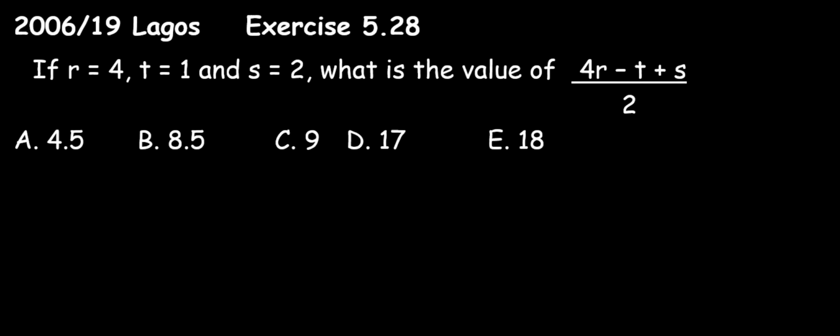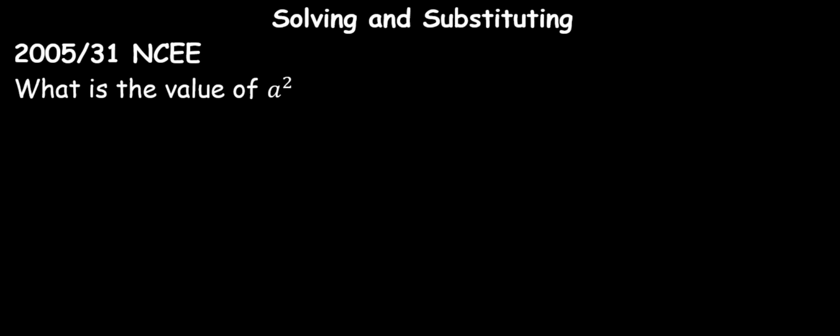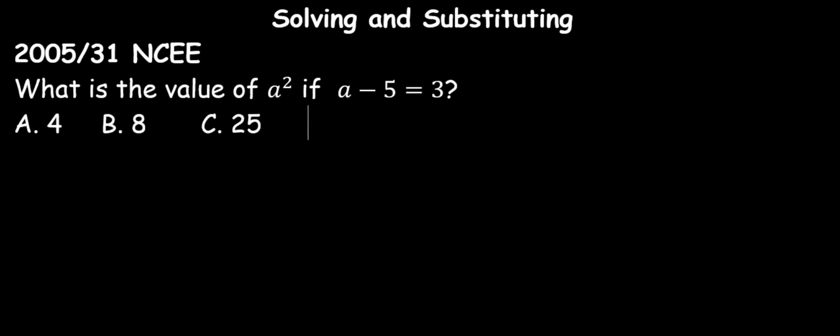Next, we take another subtopic, solving and substituting. Here, unlike in the first case where we just substituted, here we'll be required to solve the given equation before substituting. Let's take our first example. What is the value of A squared if A minus 5 is equals to 3? The options are given. A 4, B 8, C 25, D 64.